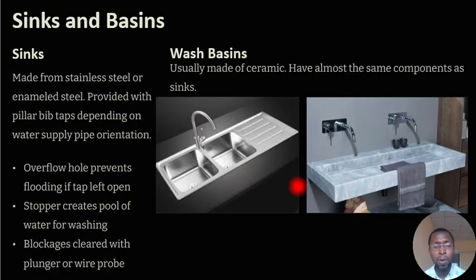So let's talk about another part of the plumbing system, and that's the sinks and the basins. Of course, the sink is made from stainless steel, as you could see here. This is a sink, or sometimes enamel steel. Okay, it's provided with pillar taps depending on water supply pipe orientation. You could see that it has a tap on it. Most of us have this type of sink in our various kitchens. So, what does it do?